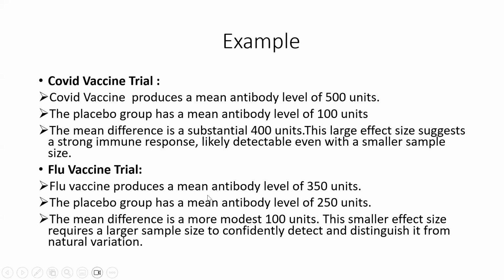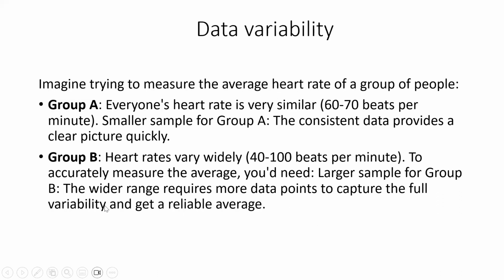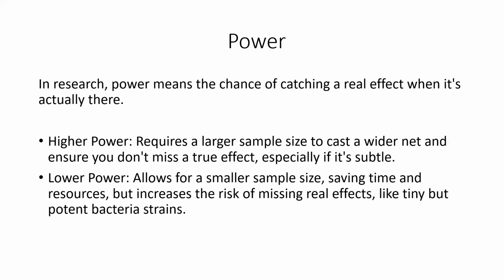Okay, suppose your power is very low for the clinical trial. If you are selecting 40 percent power, or 50 percent power, then your statistical method will not be able to identify that there is a difference between the flu group and placebo group. So power is nothing but the chance of catching a real effect when it is actually there.